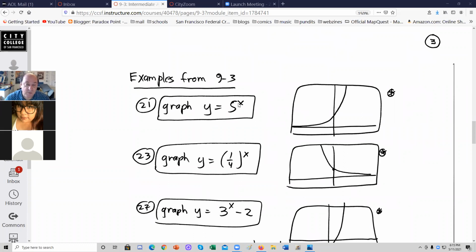y equals 5 to the x. Well, 5 is bigger than 1, so it's an exponential explosion. Starts small, goes through 0, 1, then gets very big very quickly. (1/4) to the x, okay, 1/4 is between 0 and 1, so it's an exponential decay, like that.